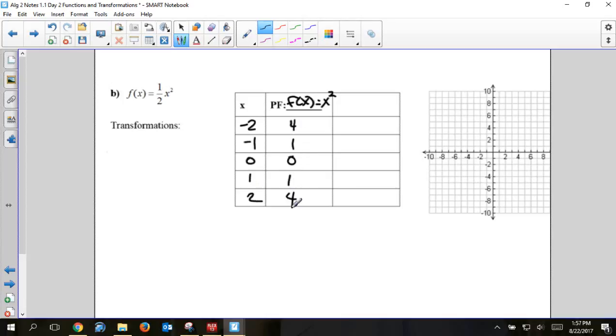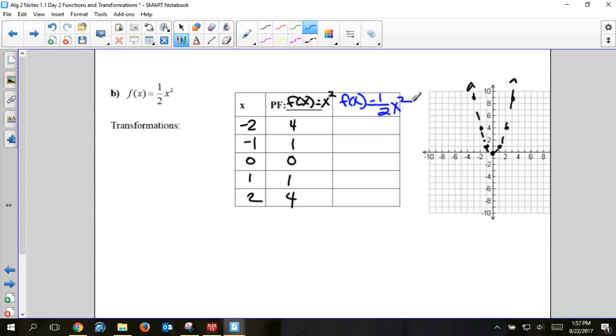And I have our parent function. And we're going to go over our graph and we're going to dash that parent function on our graph. So the parent function is the one that is dashed. It's not really the graph, it's just like our starting point. And then the actual equation is f of x equals 1/2 x squared.